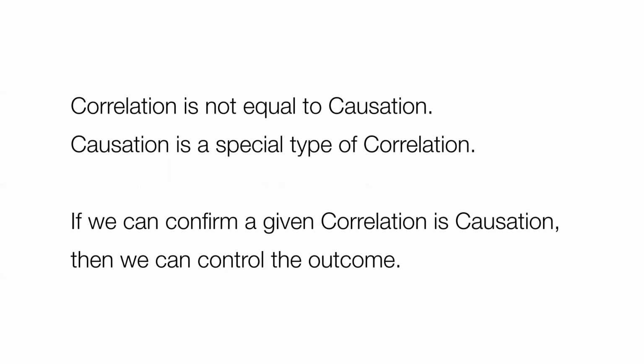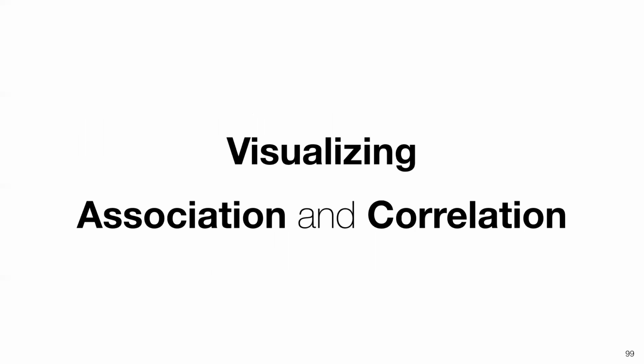One thing to note though: correlation is not equal to causation. Causation is a special type of correlation. If we can confirm a given correlation is causation, then we can control the outcome. This is the control part. I'm not going to go into the detail of this correlation versus causation thing here, not even a brief of how to test if a correlation is causation. But there is a way to do it. Today we want to build a hypothesis, so let's stay there. Visualizing association and correlation is what we wanted to do.